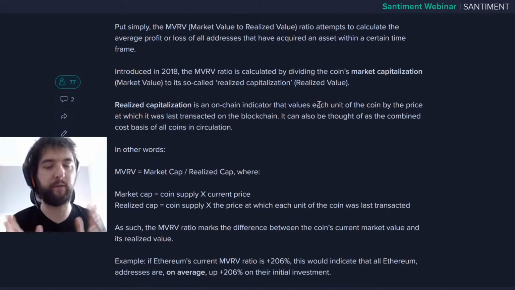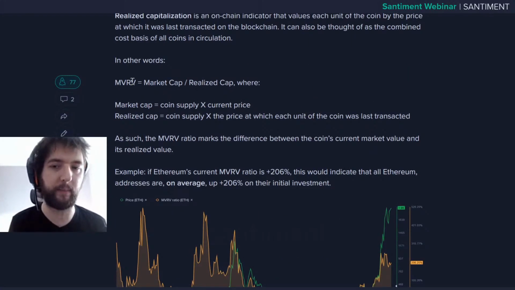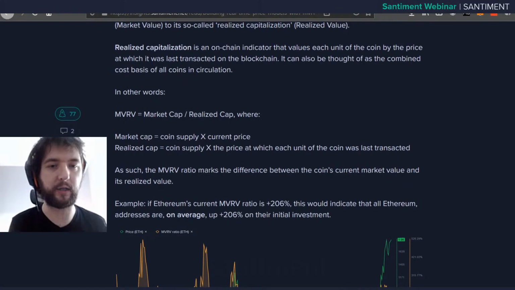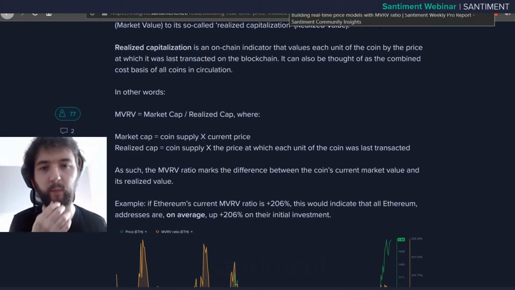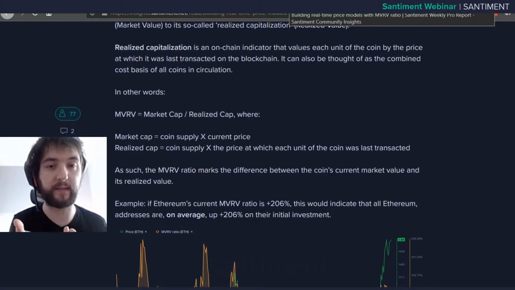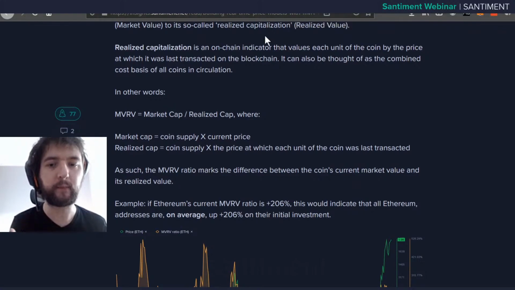So let's go over the formula for MVRV and in general what you can deduce from it. The basic methodology for calculating the MVRV, like I said, is dividing the coin's market cap, which is essentially the total supply of the coin times its current price, by the coin's realized cap, or realized capitalization. Like I mentioned here, and Max, if you want to share this insight with the chat so they can look at it in more detail, it's one of our recent weekly pro reports as well.